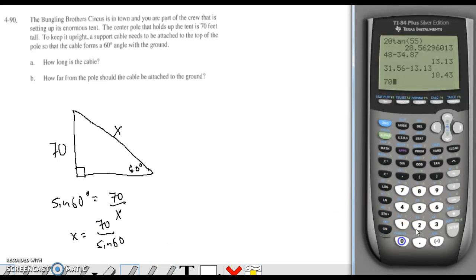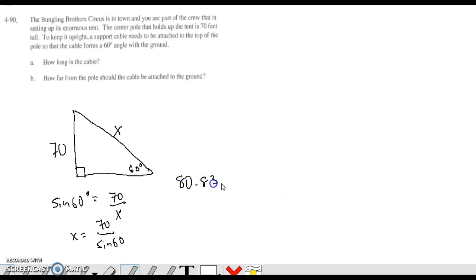So if I plug that in, sine of 60, press enter, I'll get about 80.83. So 80.83, and then feet. So again, that's my A answer.